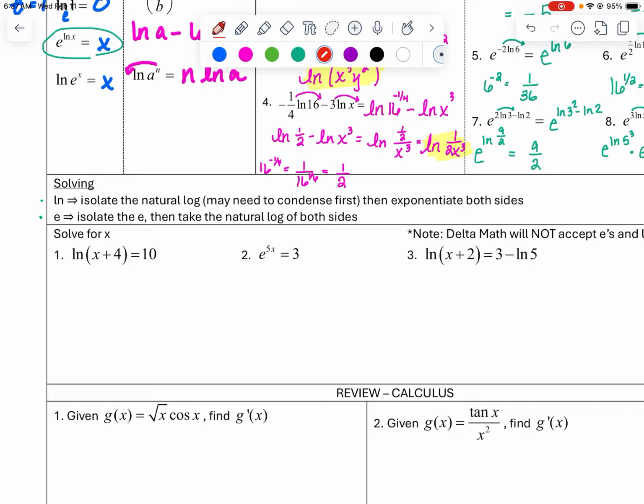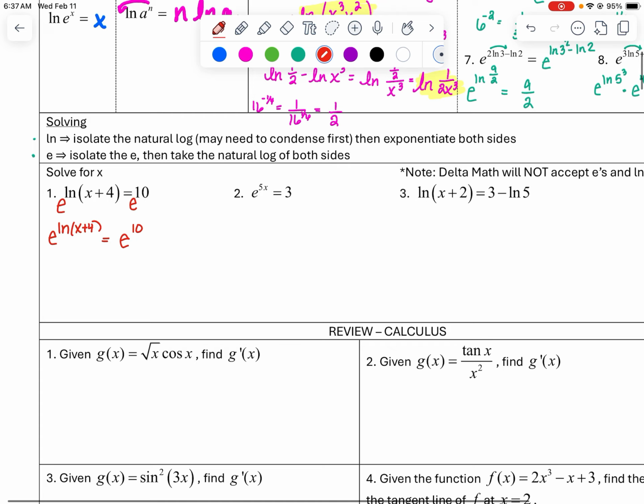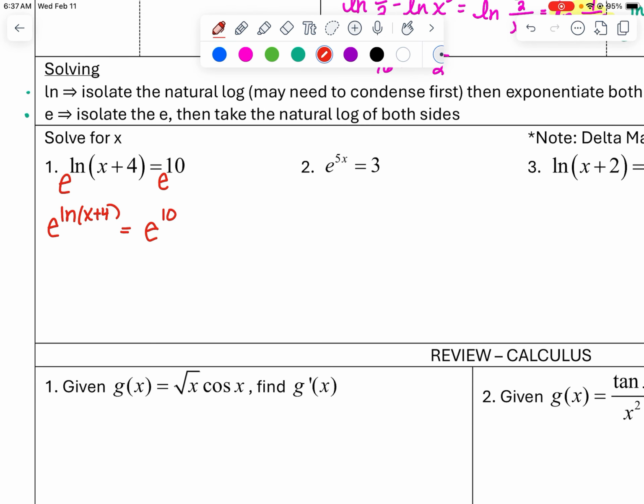So on number 1, we have the natural log by itself. And so to undo a natural log, we exponentiate both sides. So we're going to do e to the natural log of x plus 4 and e to the 10th power. So we are doing e to the natural log of x plus 4 equals e to the 10th power. Exponentiate both sides because e to the natural log cancels out, and we get x plus 4 equals e to the 10th. And then we can solve for x by subtracting 4. So x equals e to the 10th minus 4.